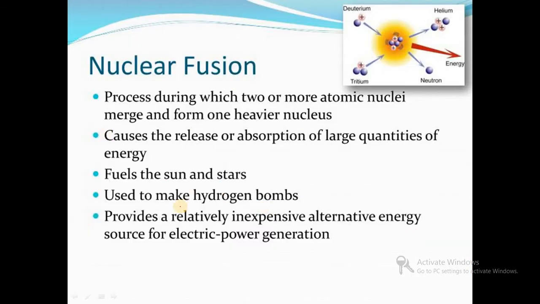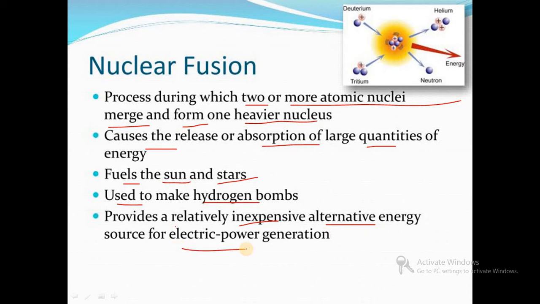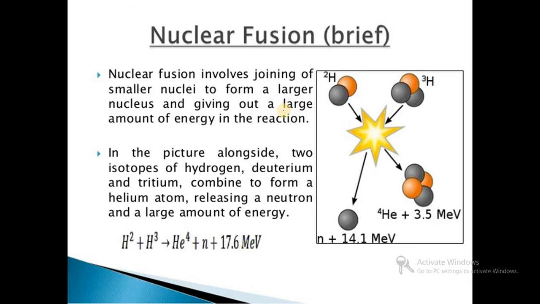In the case of nuclear fusion, it is a process during which two or more atomic nuclei merge and form one heavier nucleus, which causes the release or absorption of a large quantity of energy. The fuels are the sun and stars, and the main application is to make the hydrogen bomb, which provides a relatively inexpensive alternative energy source for electric power generation, but it is very difficult to carry out nuclear fusion.